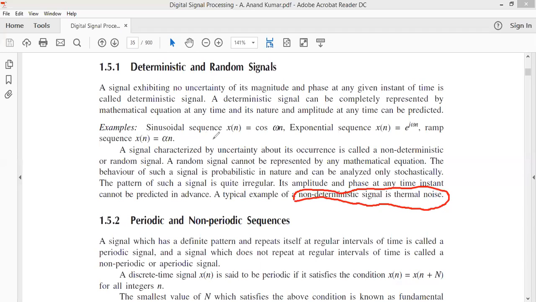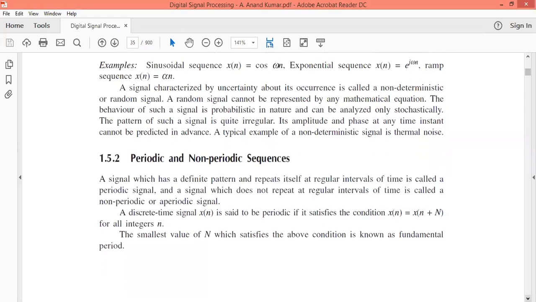Whereas signals, we have discussed that we have a mathematical model. How do we represent this? Here we will be representing it by x of n is equal to cos omega n. So like that we are using some equation to represent this. So we'll be having some mathematical equation to represent deterministic signals, whereas for random signals you don't have any mathematical equations, and we cannot predict the amplitude and phase of the signals.